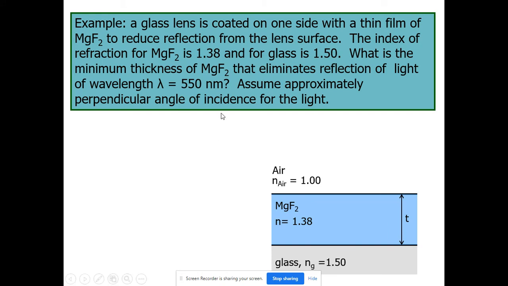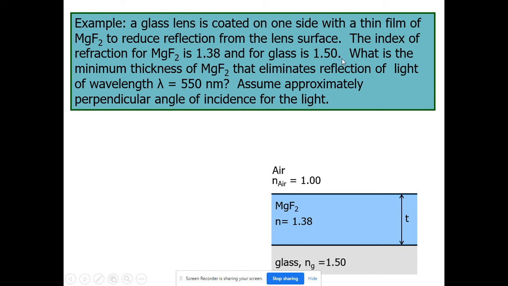I will put an example there. Let a glass lens be coated. This is a glass lens, having a refractive index of glass 1.5. It is coated on one side with a thin film of MgF2. This MgF2 is the thin film, and it is coated to reduce reflection from the lens surface. The refractive index for MgF2 is 1.38. For the glass, it is 1.50.